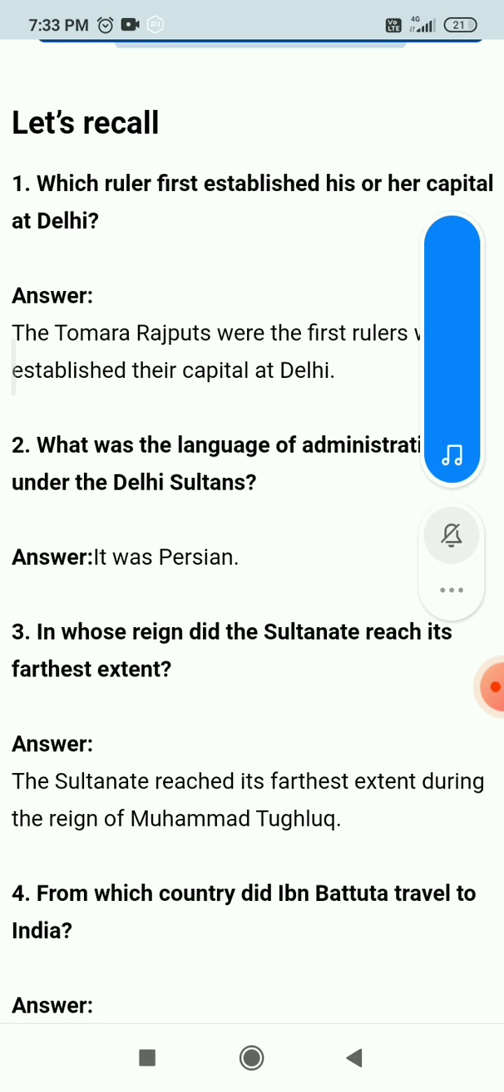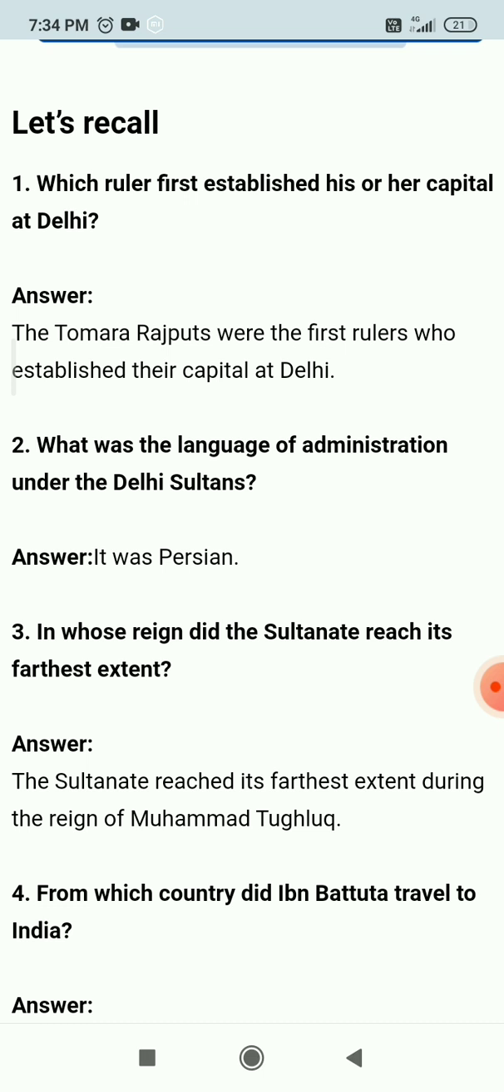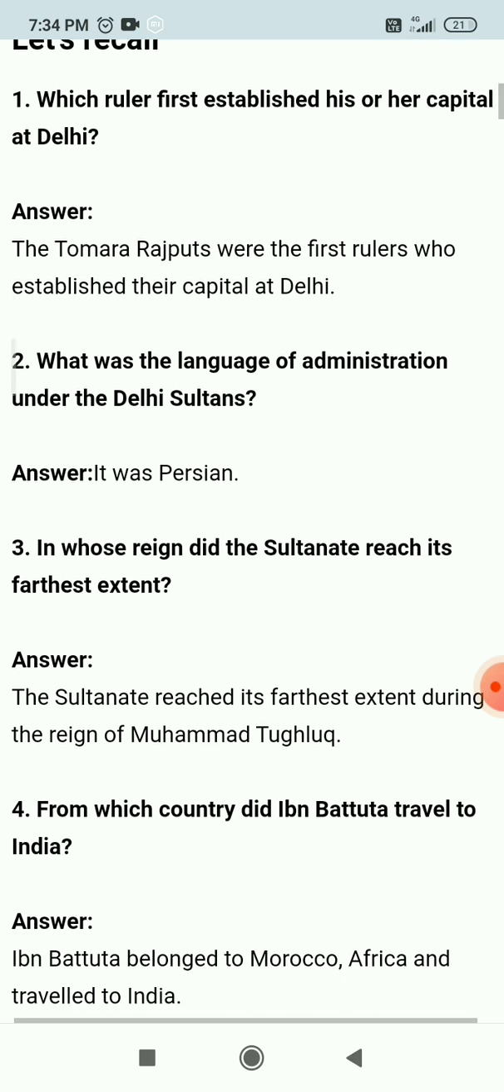Answer, the Tomara Rajputs were the first rulers who established their capital at Delhi. Second, let's see once again. What was the language of administration under the Delhi Sultans? Answer, it was Persian.